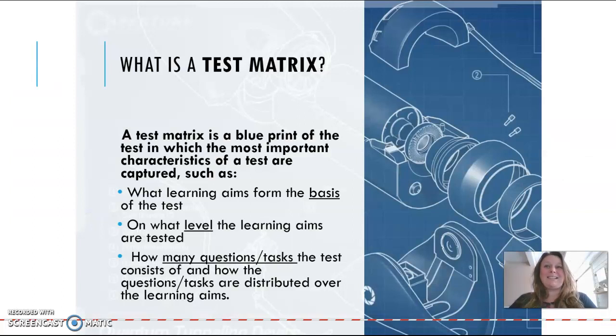In comes the test matrix, which is basically a blueprint in table form that gives the reader the most important characteristics of a test: the learning objectives, the level on which the learning objectives are tested, and the distribution of the number of tasks or questions over the learning objectives.